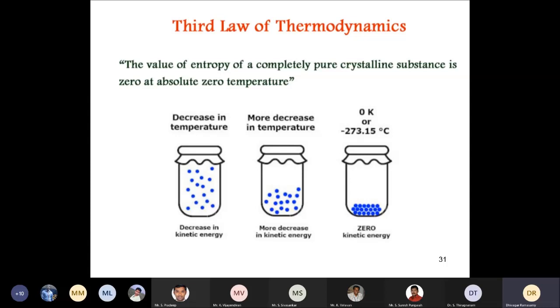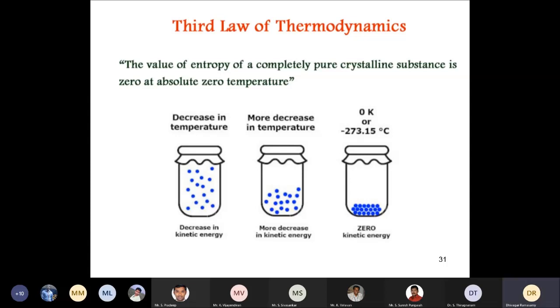That is very difficult. That is not at all possible. So a pure crystalline substance is also not possible. That type of material is not at all available. So the entropy of a pure crystalline substance is zero at zero absolute temperature.